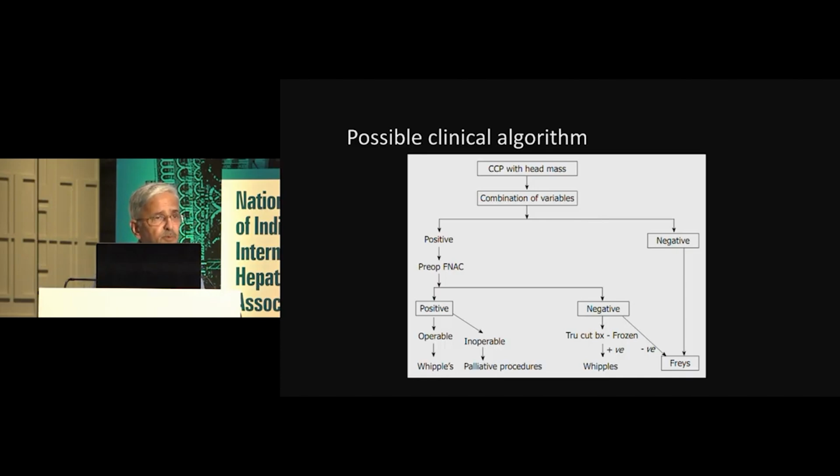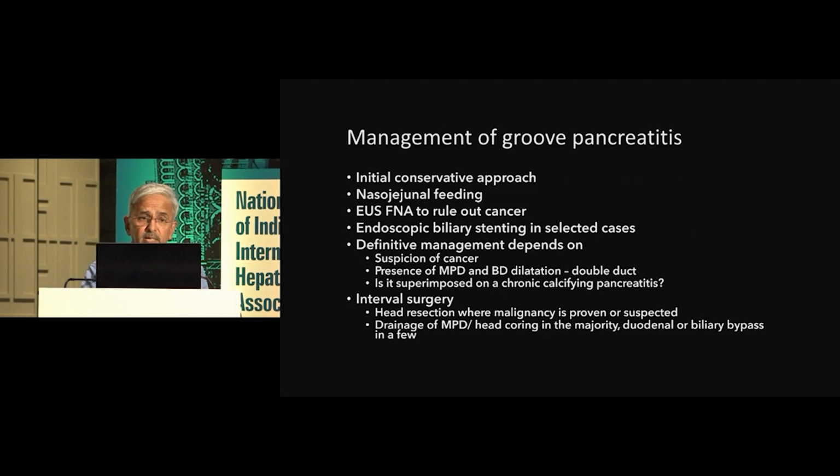If it's positive, then do a Whipple resection. If it's presumptive, again, you may have to play your cards and do the Whipple procedure. If it's negative, of course, you would do a Frey. And what for groove pancreatitis? I would treat them conservatively with nasojejunal feeding, do an EUS FNA if required to rule out cancer, and do endoscopic biliary stenting in selected cases. The definitive management would depend on whether there's a suspicion of cancer, whether there is presence of MPD and biliary dilatation, which means a double duct obstruction, and whether it is superimposed on a general chronic calcifying pancreatitis, in which case it would obviously slot into different systems.